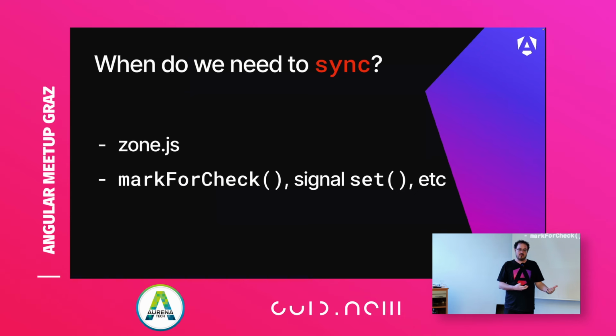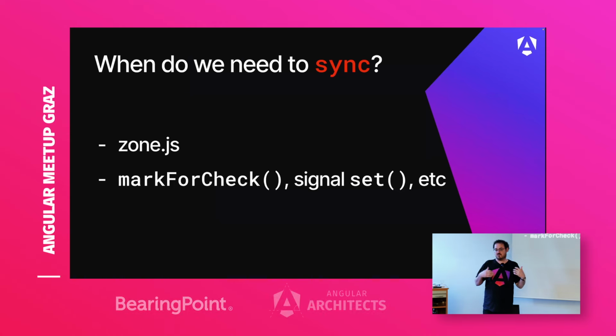And secondly, we have APIs that you call, and you tell Angular, hey, I actually changed state. I set a signal somewhere, I called mark for check, or my async pipe called mark for check for me. And in that case, we can know that synchronization needs to run even without Zone.js. And that's how it works in zoneless.